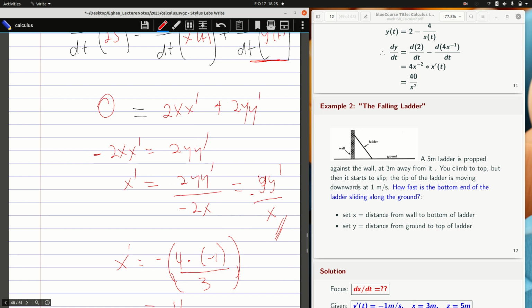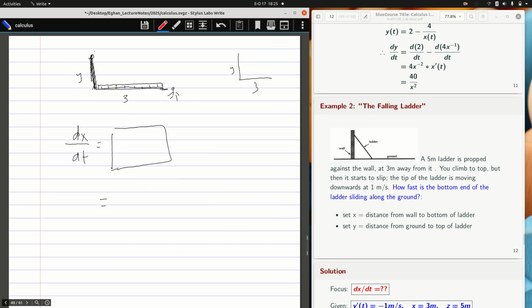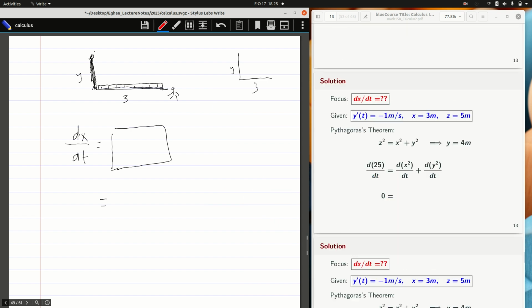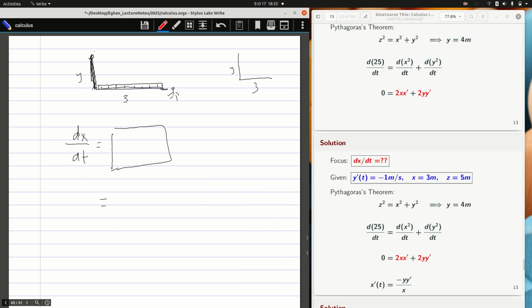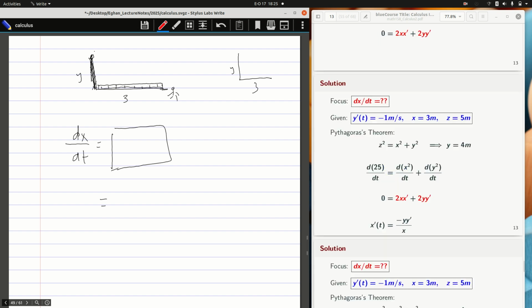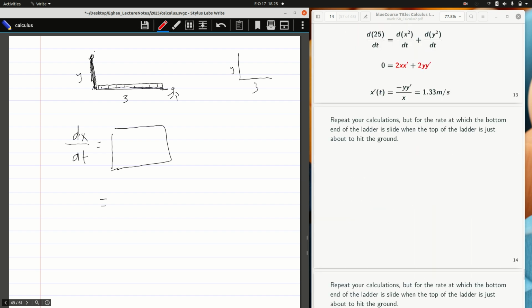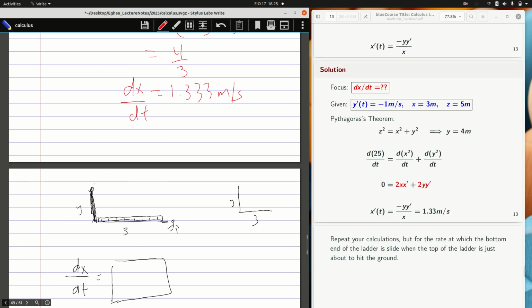Now to example 2. That is what I have on my slide 13. You can just pause the video and go through slide 13 if you didn't get the analogy. Now we are not moving to example 2 yet. We have to repeat our calculations for the rate at which the bottom end of the ladder is sliding when the top of the ladder just hits the ground. And that is my last stage here.